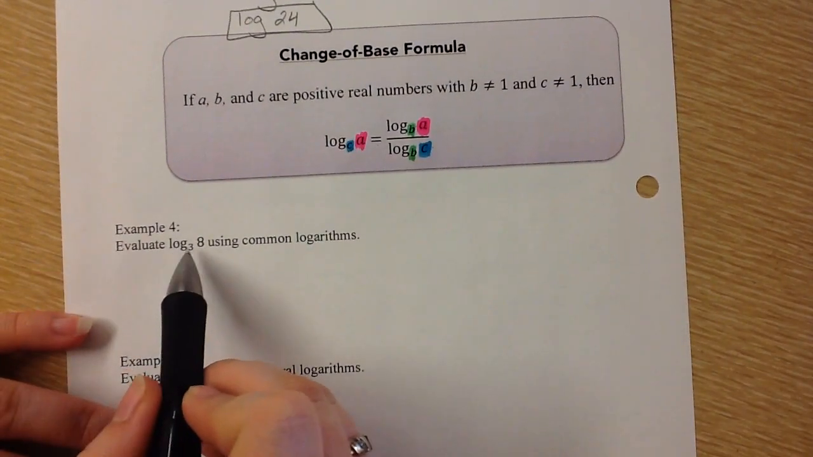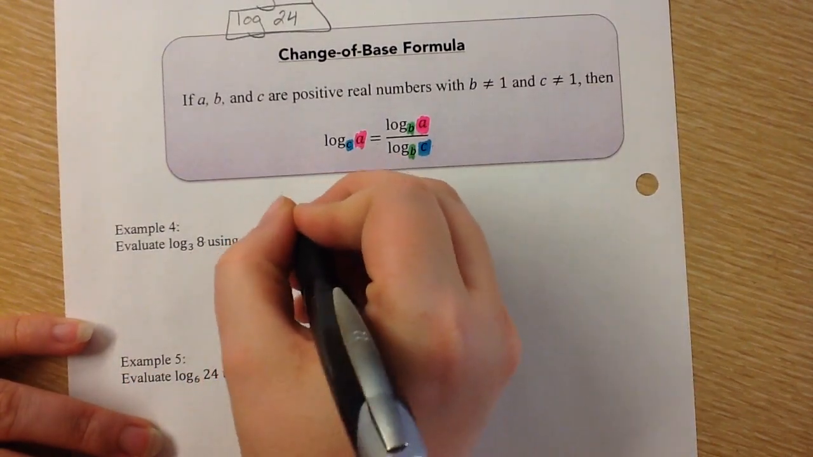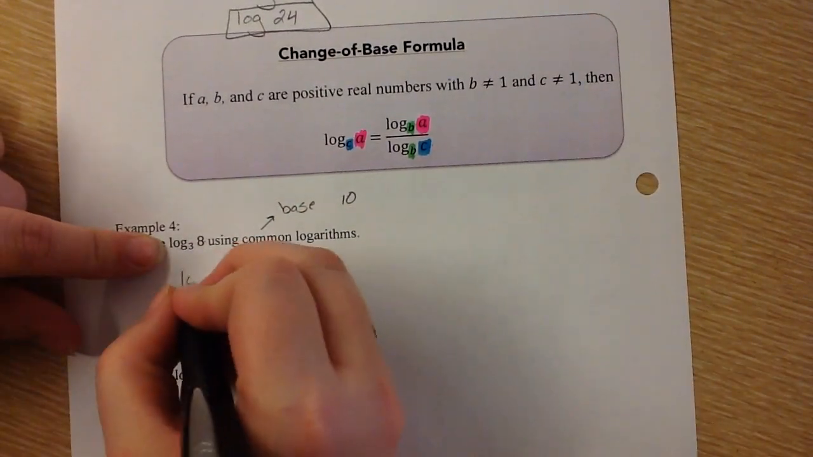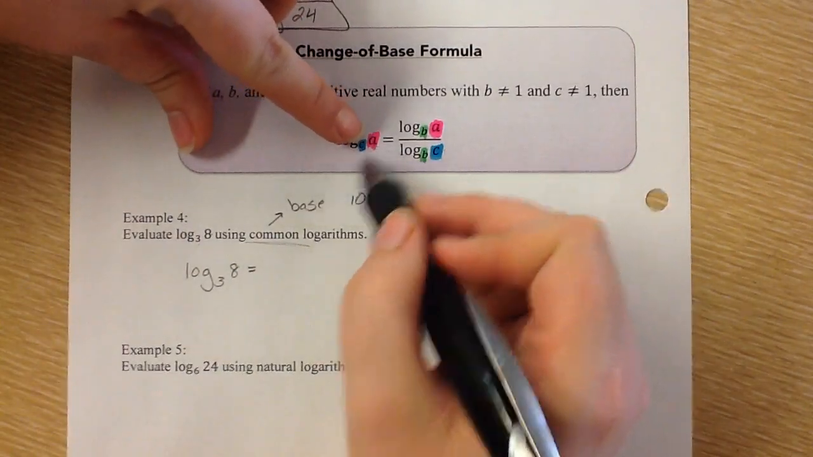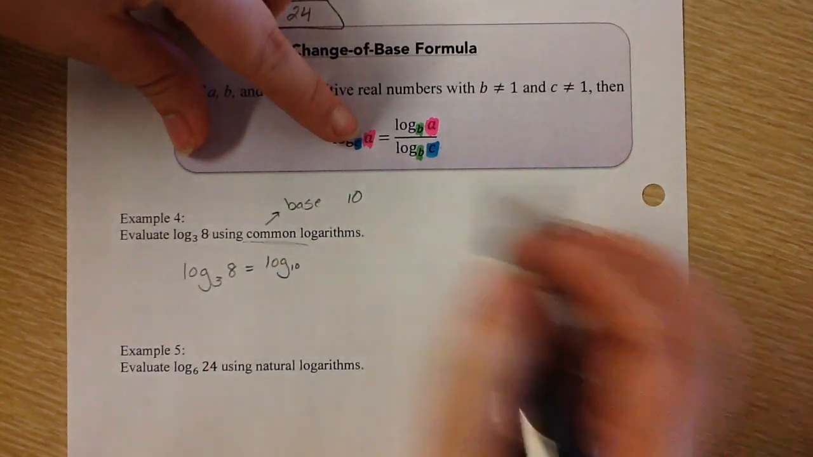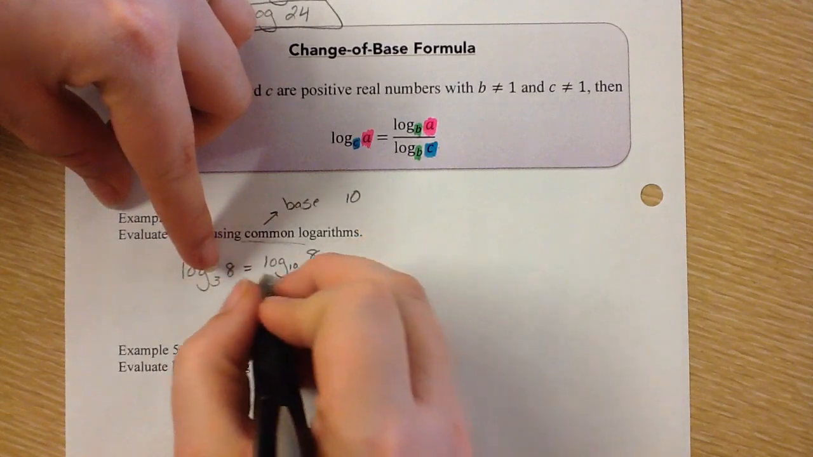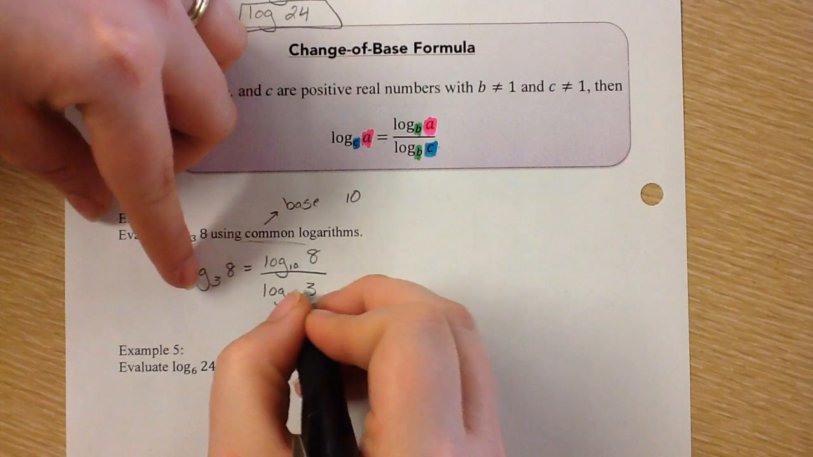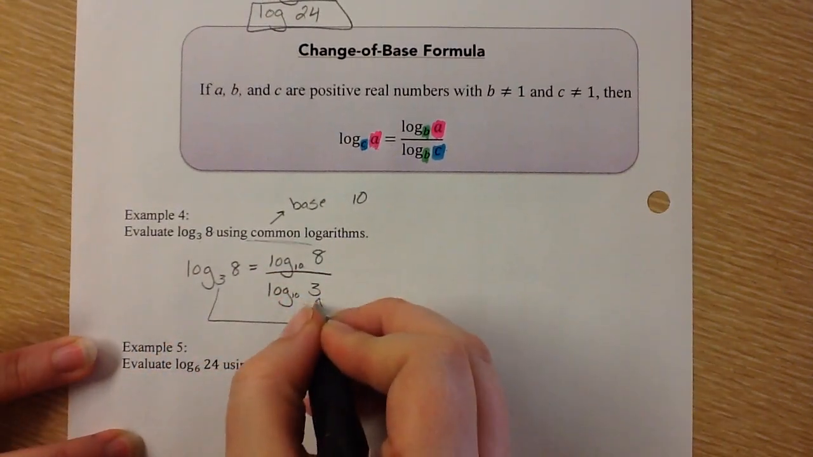So if I want to evaluate log base 3 of 8 using common log, our common log is base 10. Okay? So what I can do is rewrite log base 3 of 8 as, if you notice my a, there's my 8, so that's going to be up here. So log, we're going to go base 10, common log, of the a, which is my 8, divided by log base 10 of the 3. And how I remember this is the base goes in the bottom.